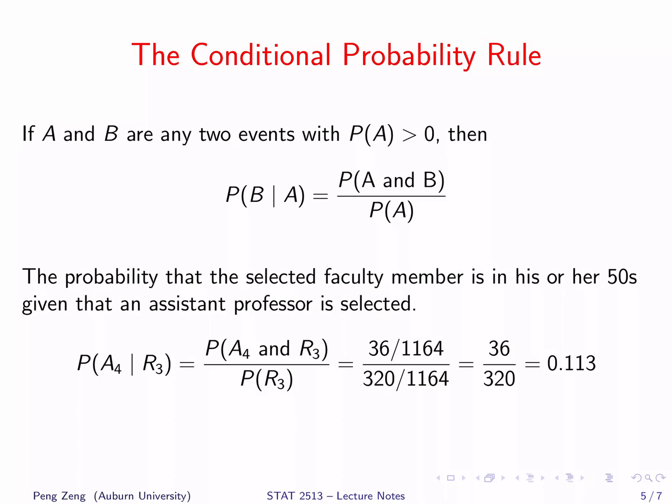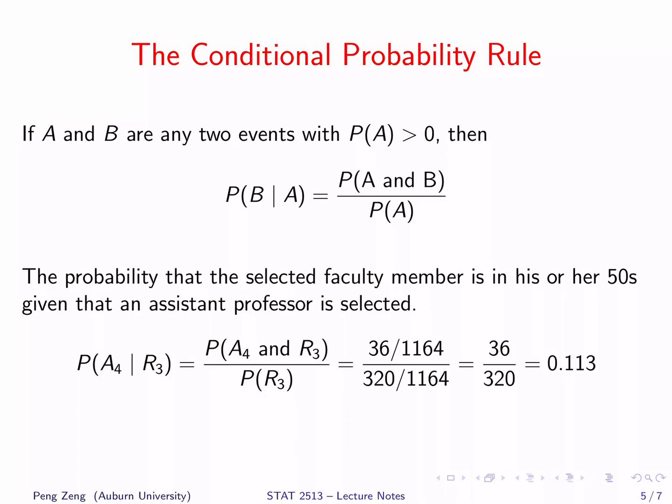We want to discuss an alternative formula to calculate a conditional probability. If A and B are two events such that probability of A greater than 0, then probability of B given A can be calculated as the ratio of probability A and B and the probability of A. Notice that the denominator is the probability of the given event, and the numerator is the probability that both A and B occur.